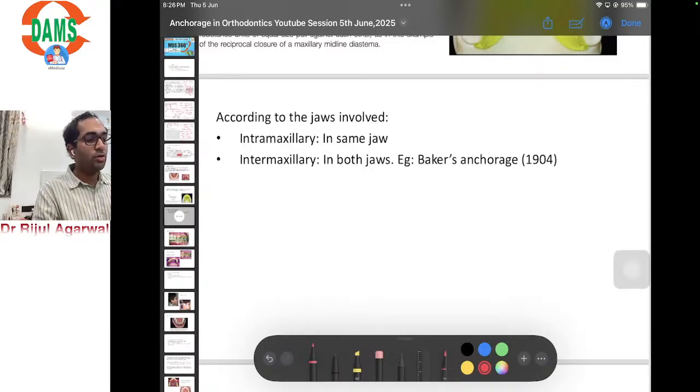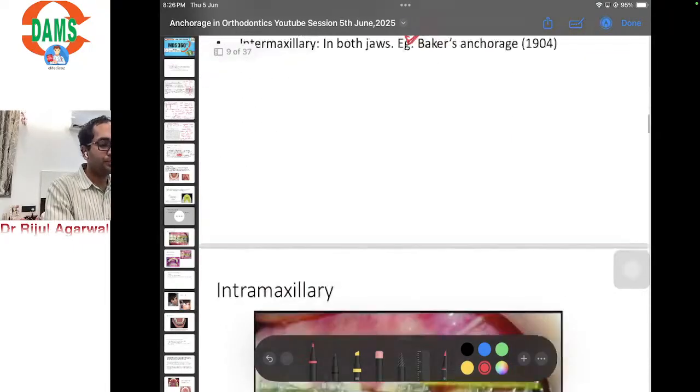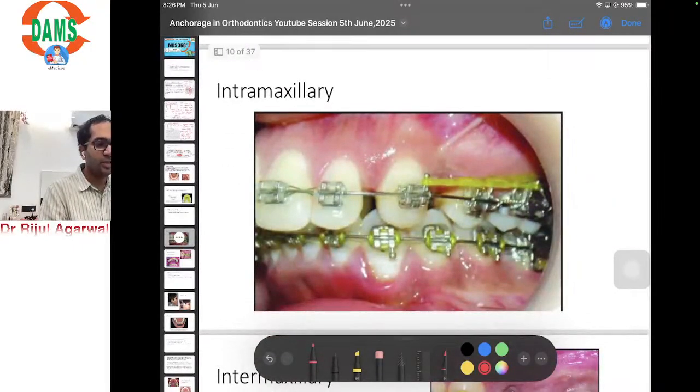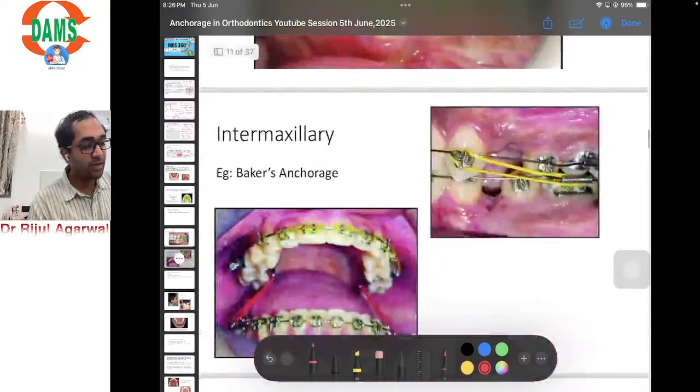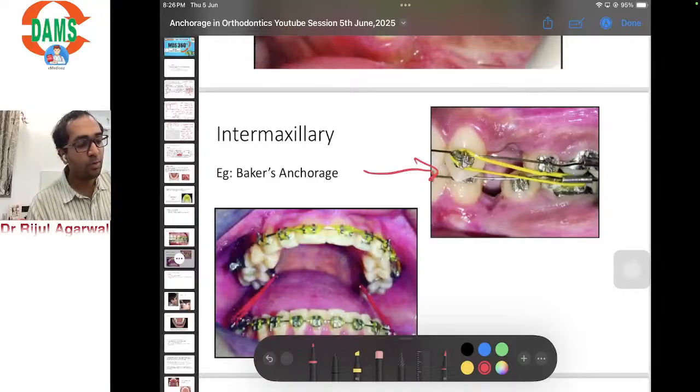Next is according to the jaws involved. It can be either intramaxillary, which is easily understood, that is in the same jaw, or intermaxillary, which involves both jaws, upper and lower. The best example of this is Baker's anchorage, given by Henry Baker. In intramaxillary anchorage, on the same side, the second premolar and the molar are considered an anchorage unit, and the canine is retracted in the same jaw. And this is the intermaxillary example, Baker's anchorage.